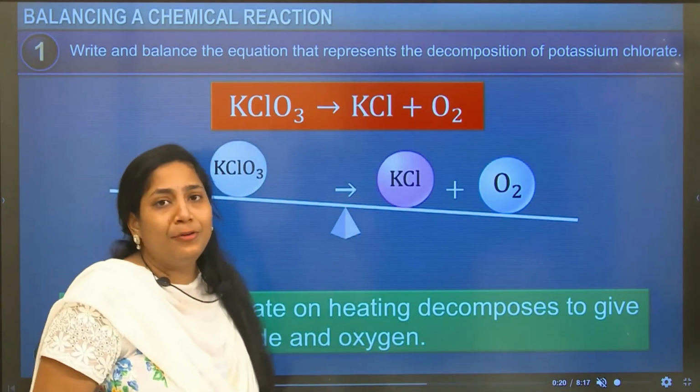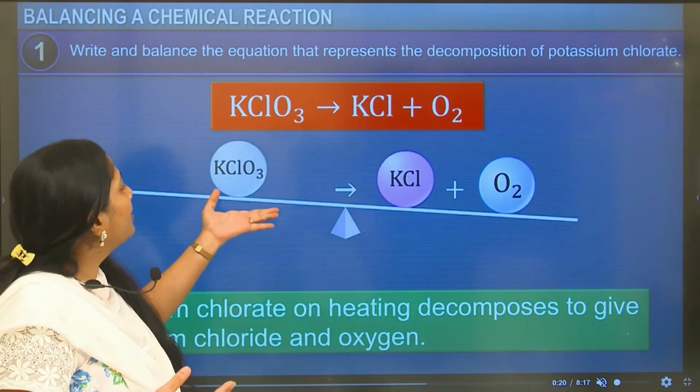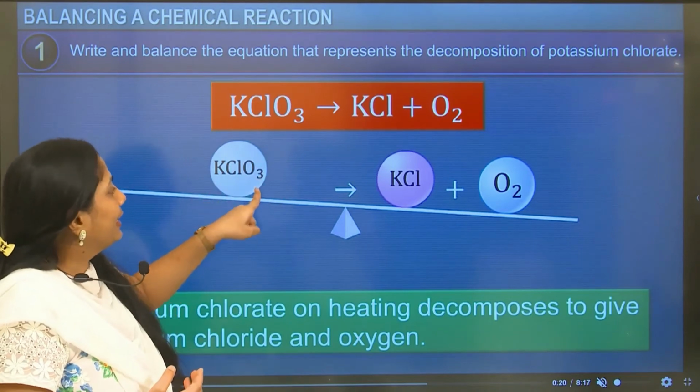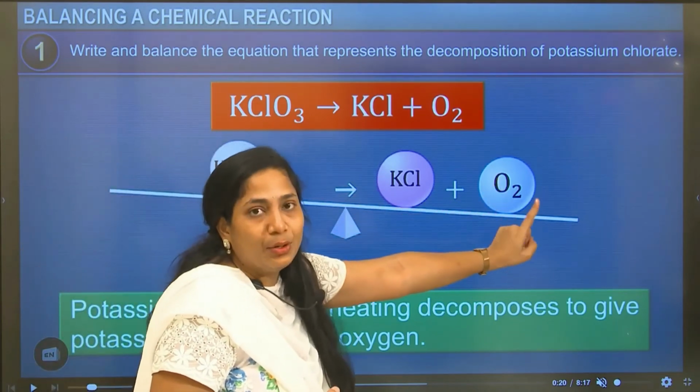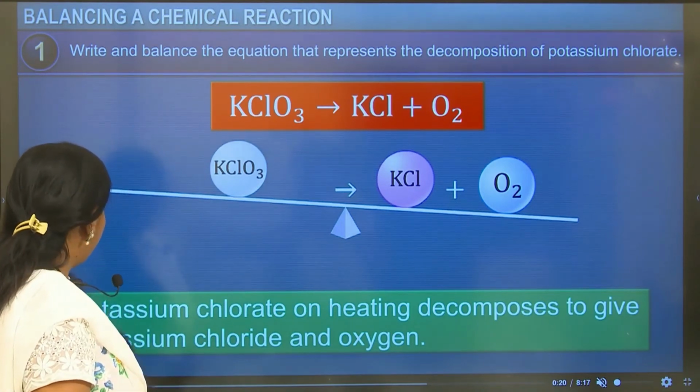So how do you feel? Has it got balanced? No. This is not balanced because the atoms of oxygen on the left are 3, and the atoms of oxygen over here are 2. Let us now balance the equation.